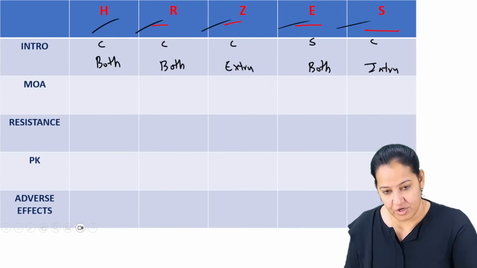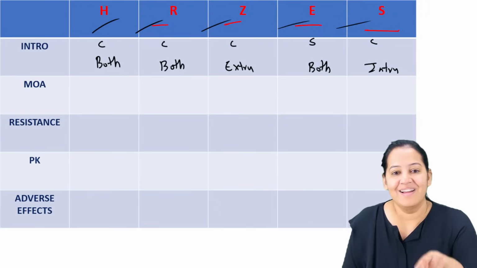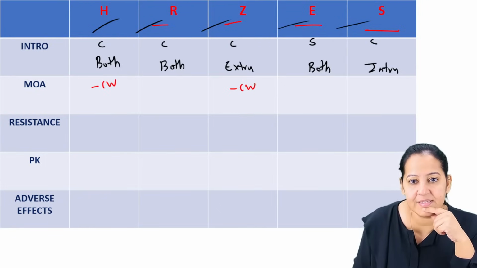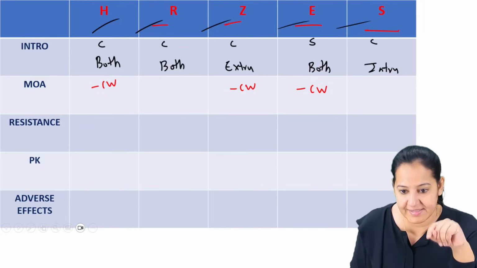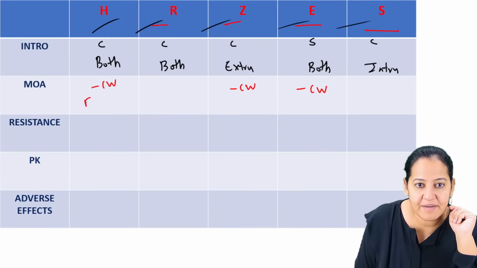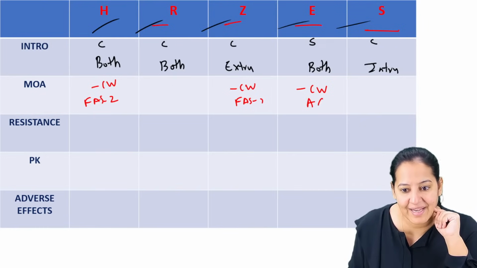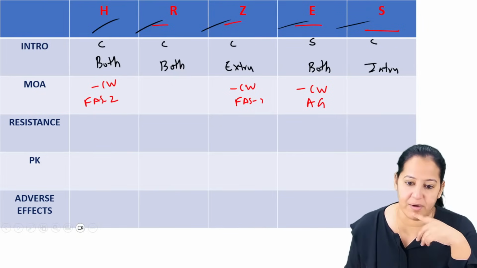Tell me the mechanism of action of all five. Inhibit cell wall synthesis. Inhibit cell wall synthesis by inhibiting a certain enzyme. Here the enzyme which is inhibited is FAS2. Here the enzyme which is inhibited is FAS1. And here the enzyme which is inhibited is arabinosyl transferase. But ultimately cell wall synthesis is inhibited.